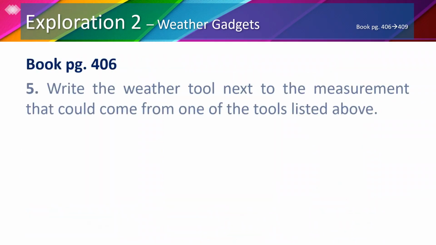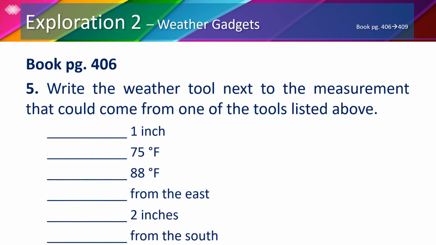On the same page, number 5, we're going to write the weather tool next to the measurement that could come from one of the tools we discussed now. The first measurement says 1 inch. Whenever we read a measurement in inches or sometimes centimeters, we can assume that it is the measure of rain, so we need a rain gauge. Next measurement says 75 degrees Fahrenheit. Degrees Fahrenheit is a measure of temperature, which means we need a thermometer.